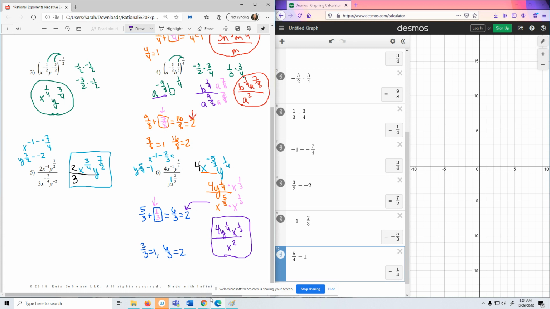That is it for today. So this kind of combined all of our exponent rules, but this is as crazy as things will get for this unit. Have a fantastic day.